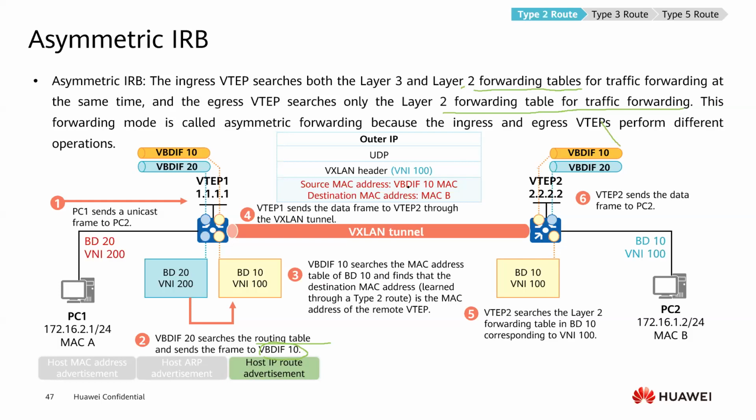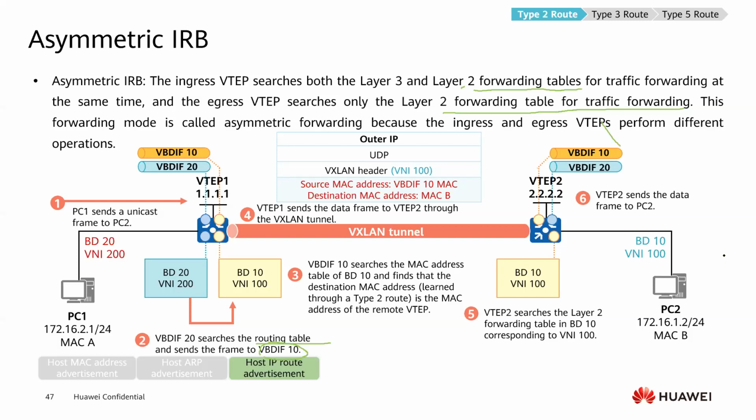And you will find that the destination MAC address is MAC address B. It is the MAC address of PC2. And the source MAC address is the VBDIF10 MAC address. All right, it doesn't matter. After VTEP2 receives this packet, for the inner frame process, it will check the destination MAC address. It will find that it is not the MAC address of any of its local interfaces. So it will do Layer 2 forwarding.